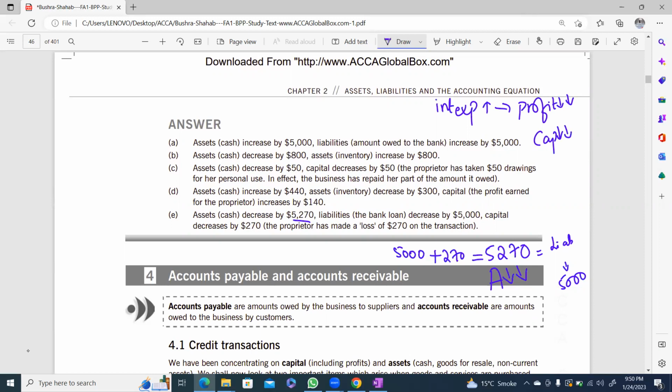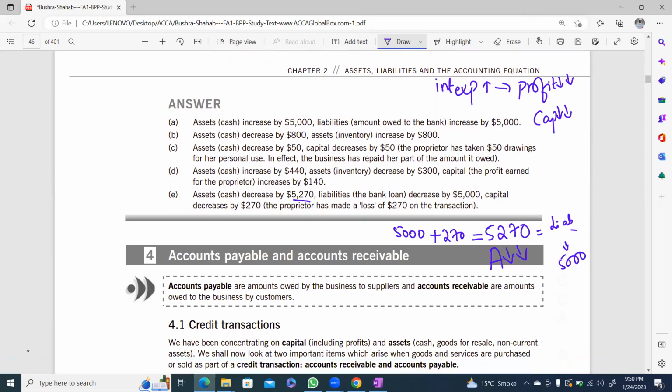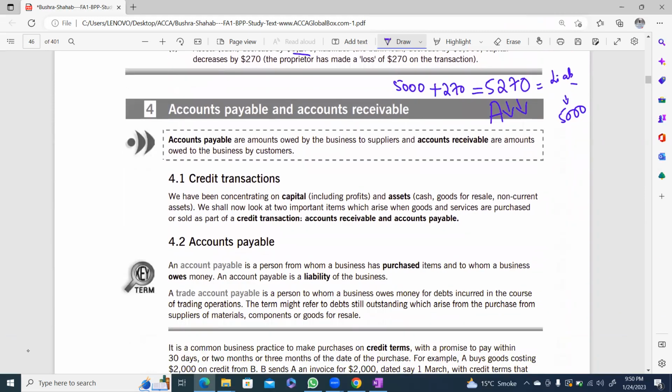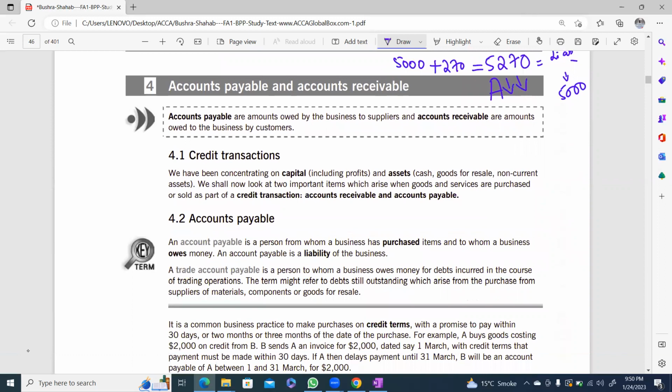Miss, are these type of questions asked in the exams? Yeah, obviously, these type of questions are only asked. But it depends, they can give you the double entries as well. The basic concept you should have is what are asset, capital, and liability. If you know this, you will be easily able to do the question.